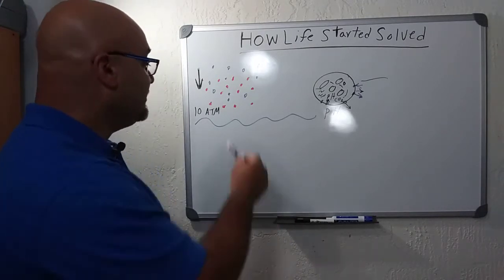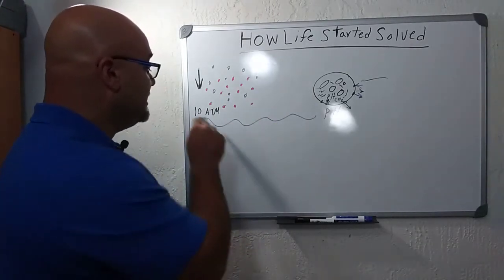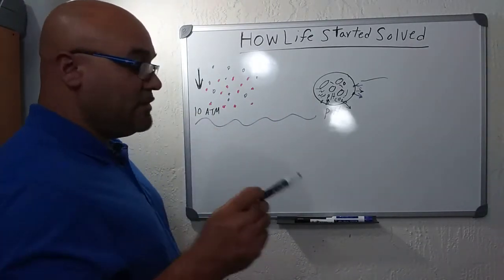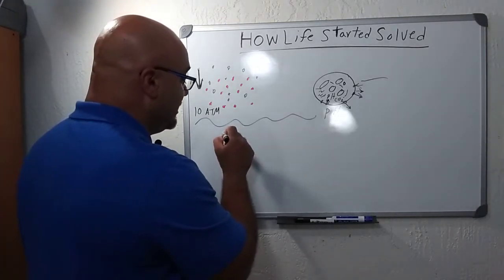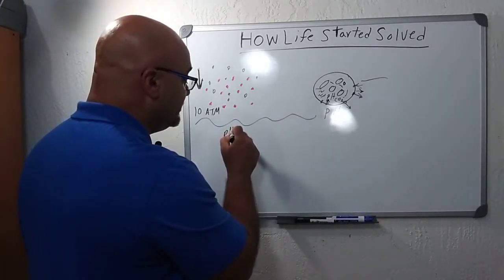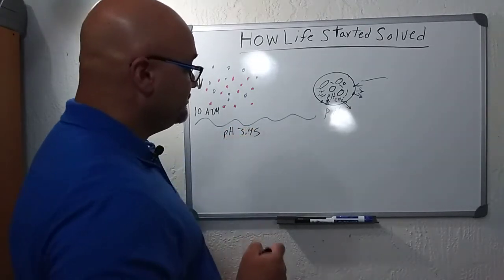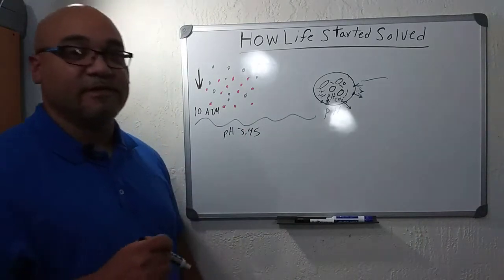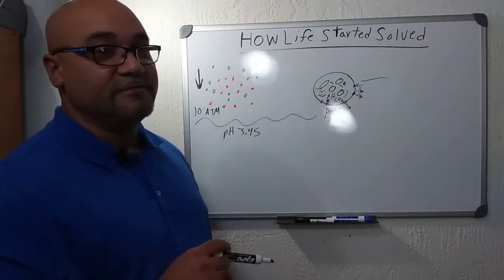is that carbon dioxide over water at 10 atmospheres makes the water acidic, to a pH of 3.45. That's pretty acidic. But here's the thing.